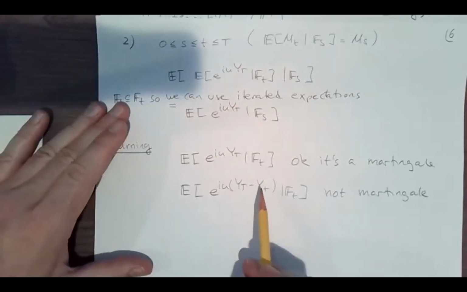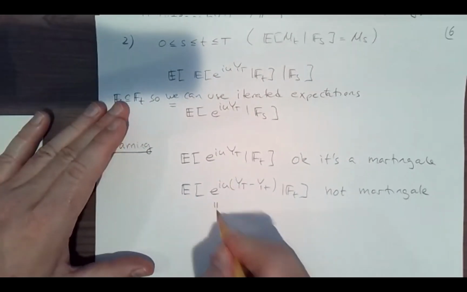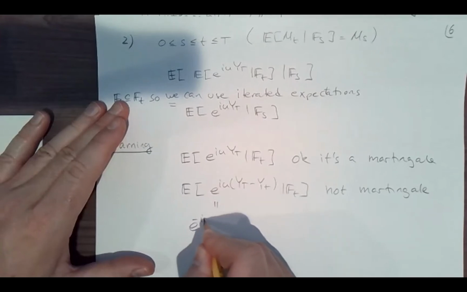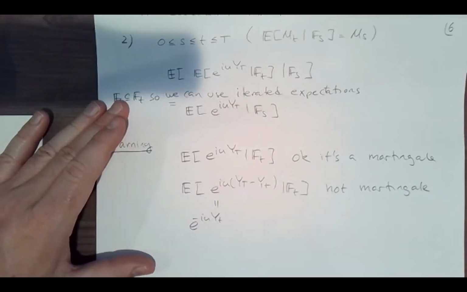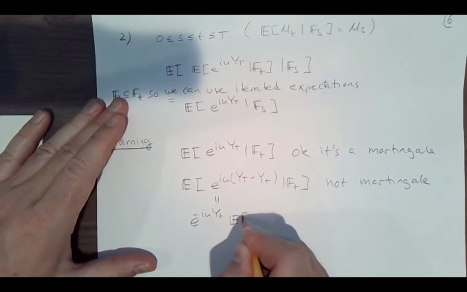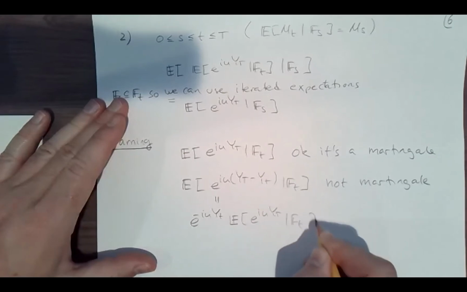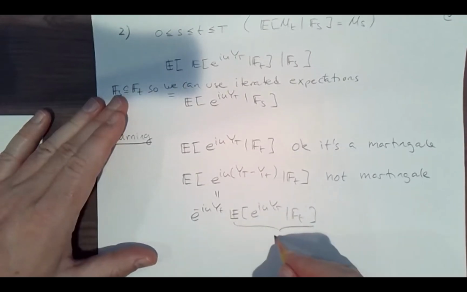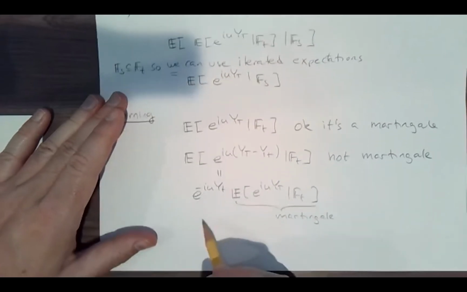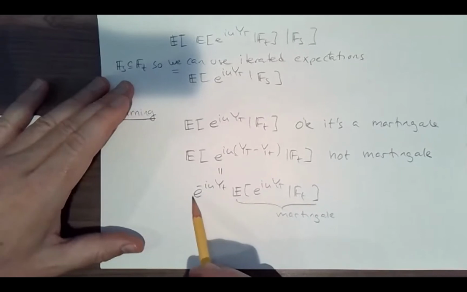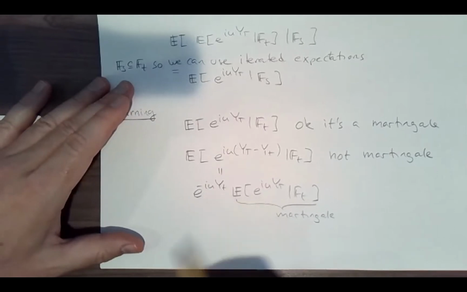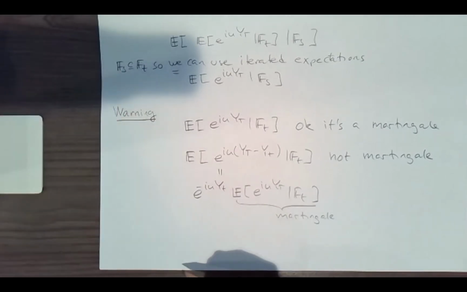And you can see it. If Y_T, we can pull it outside. This becomes exactly e to the minus iuY_T times the previous one. This one here is a martingale. But then I have a product, and this may or may not be. This is a martingale, but the first part can ruin it. All right, so look out for the T's.